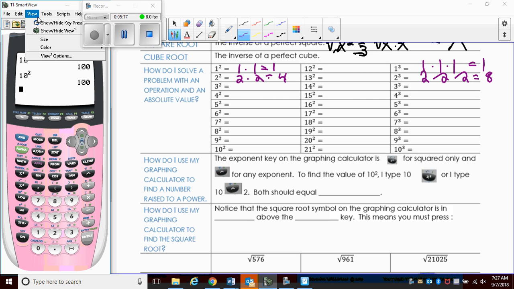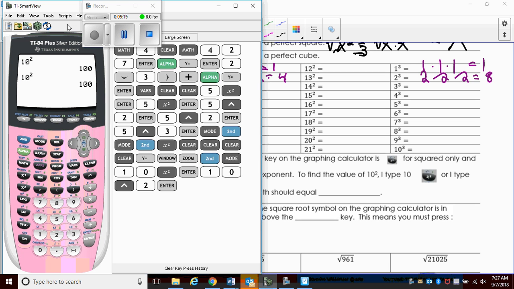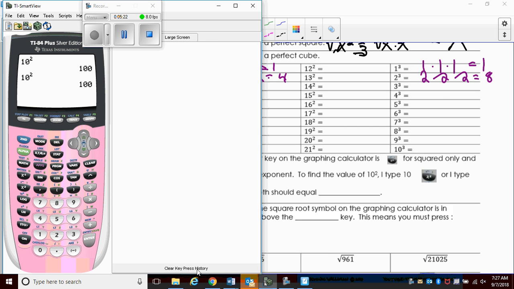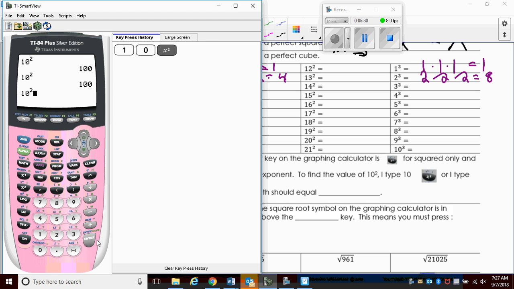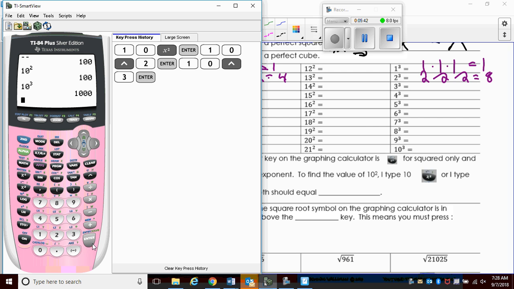If you want to see the keys that I use, I can show you. So it's 10 x squared, or it's 10 up arrow 2. If I wanted to find cubes, I could say 10 up arrow 3. But next, we're going to go over how to find square roots and cube roots.